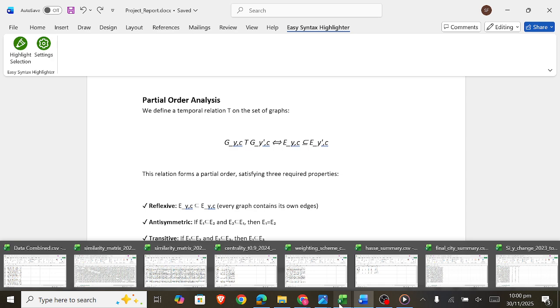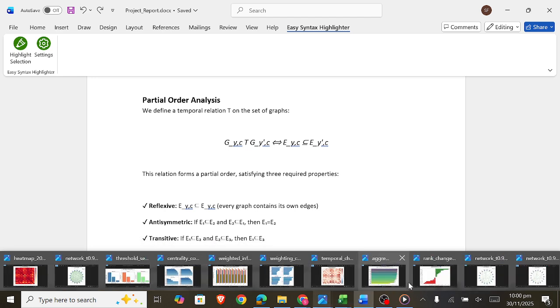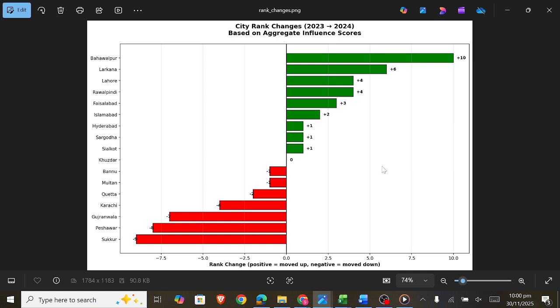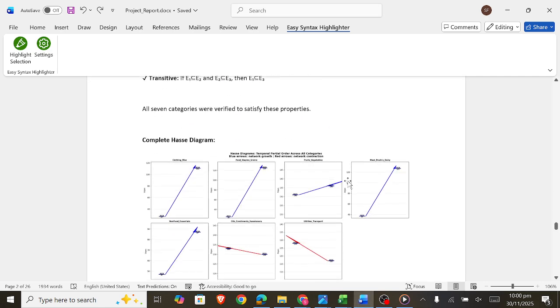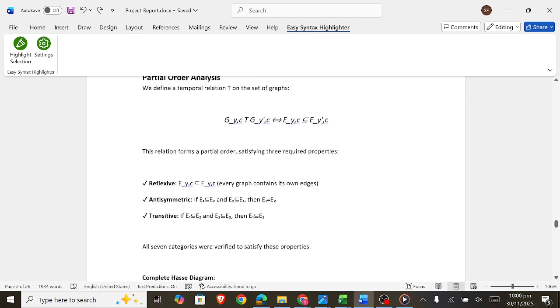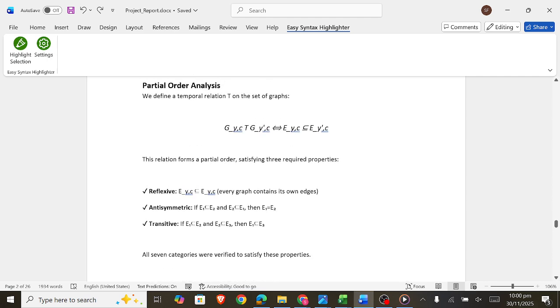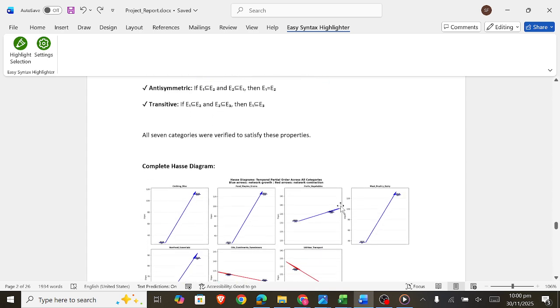We also verified the mathematical properties of temporal relation. We define relation graph G at year Y related to graph G prime at year Y prime if the edge set of Y is a subset of Y prime. And now if you could open the report, we can see the properties that were verified: the first is reflexive, second is antisymmetric, and third is transitive. All the seven categories satisfy the properties, confirming valid partial orders.